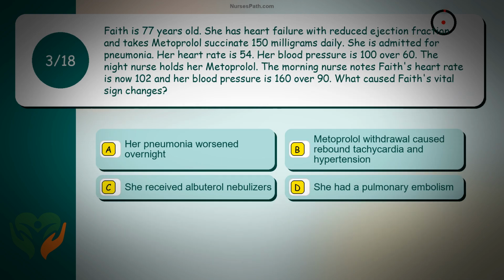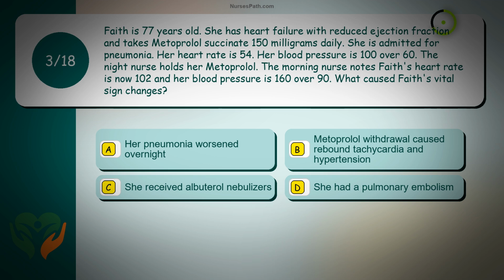Question 3. Faith is 77 years old. She has heart failure with reduced ejection fraction and takes metoprolol succinate 150 mg daily. She is admitted for pneumonia. Her heart rate is 54. Her blood pressure is 100/60. The night nurse holds her metoprolol. The morning nurse notes Faith's heart rate is now 102 and her blood pressure is 160/90. What caused Faith's vital sign changes?